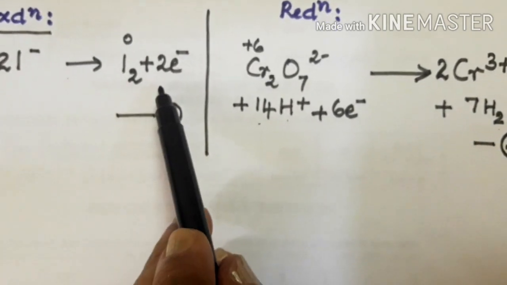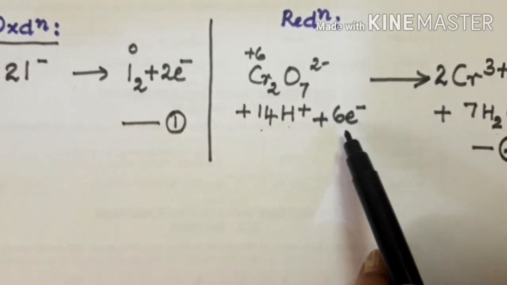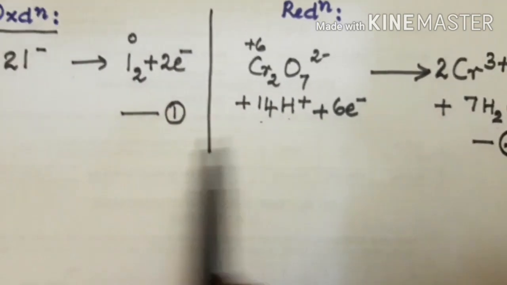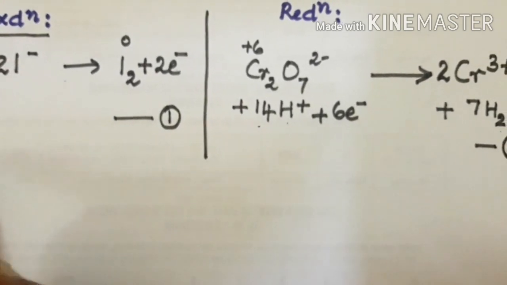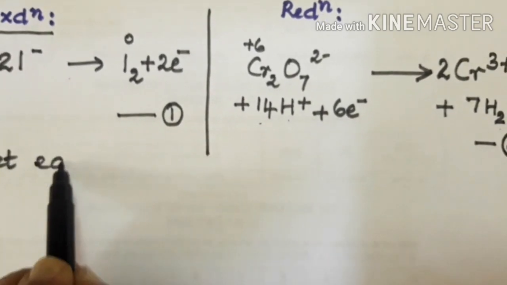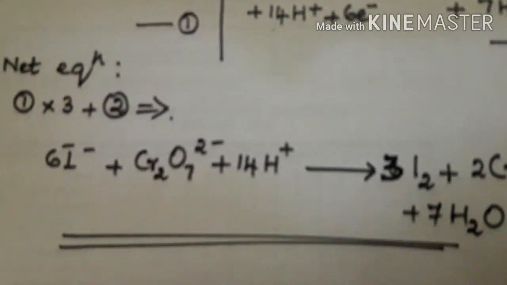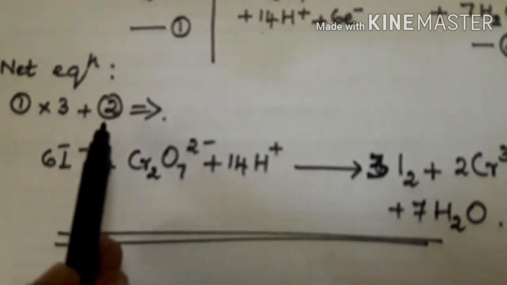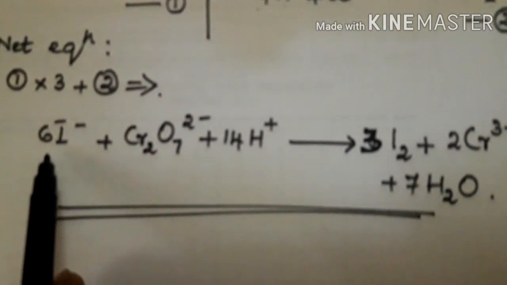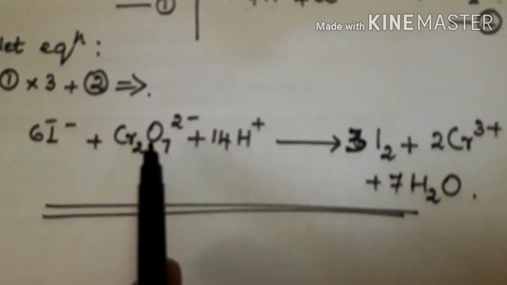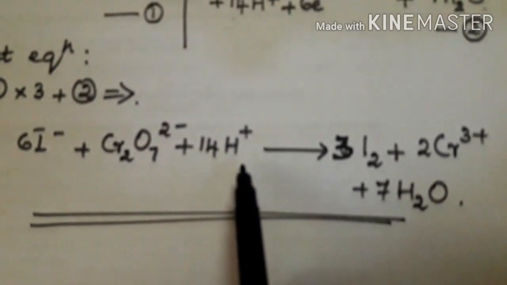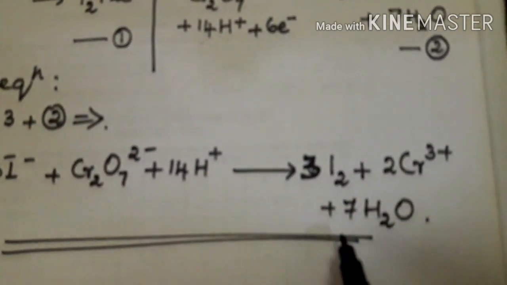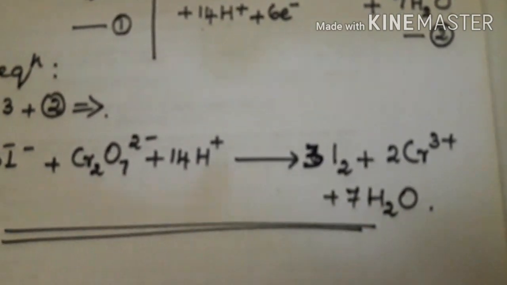How many electrons are lost here? 2 electrons. How many electrons must be gained here? 6 electrons. How will you get that equalized? For that, we have to get the net equation by solving the equations. First equation into 3 plus second equation gives 6I minus plus Cr2O7 2 minus plus 14H plus giving 3I2 plus 2Cr3 plus plus 7H2O. Hope it is clear.